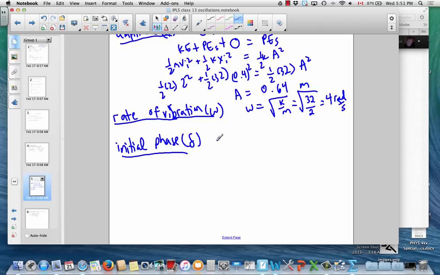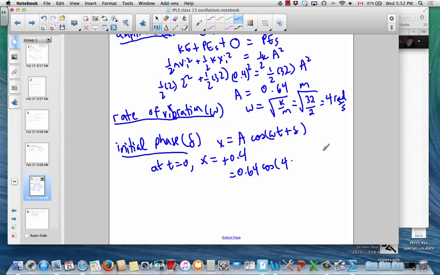Okay, so for the initial phase, we'll put in what we know already. Here's the standard form: x equals A cosine of omega t plus delta. Now we know the amplitude is 0.64, and we know omega is 4. But we'll put in the fact that at time 0, the position is plus 0.4. And we'll substitute all that in here. So the amplitude we know is 0.64. Omega we know is 4. We're going to put in time 0 and the position of 0.4. Put in those initial values for x and t. And now we have an equation that we can solve for delta.